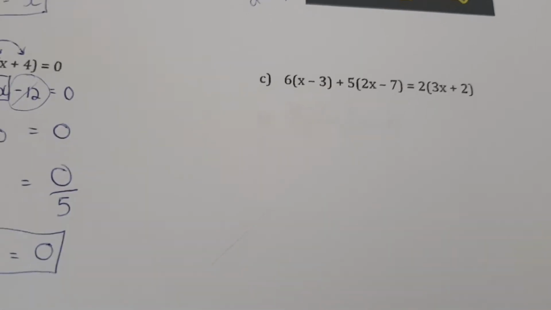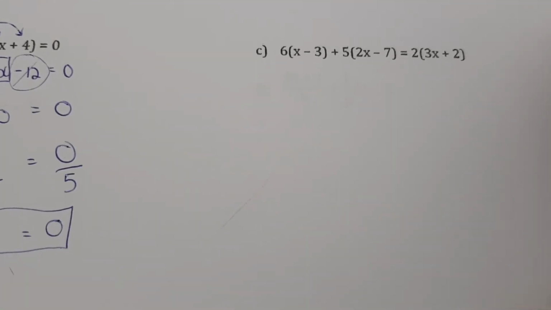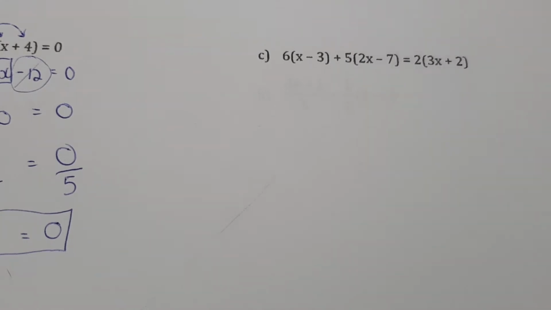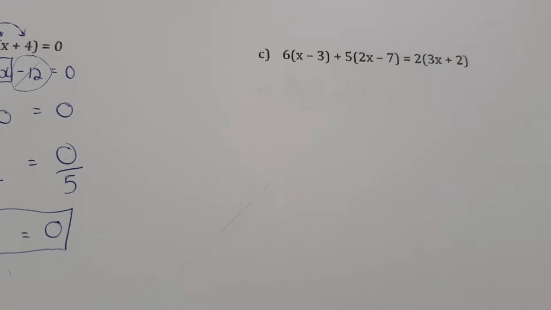Now I need you to try this one out by yourselves as well. Start by expanding the brackets. Take x's on one side, numbers on the other side, until you find the value of x. x equals. You should work this out in around 3 minutes as well.